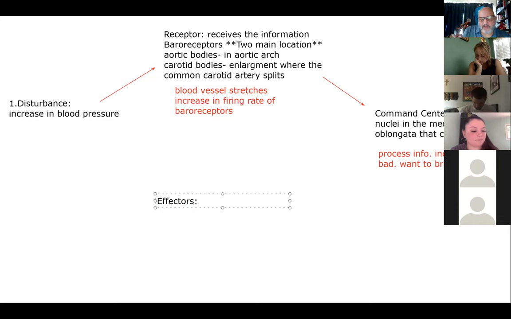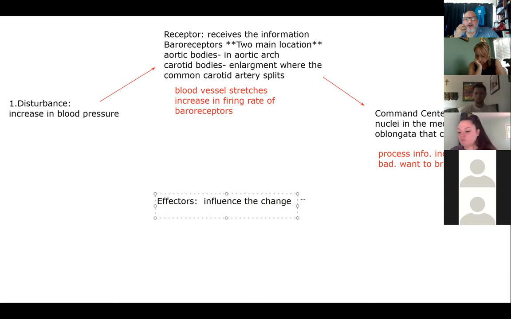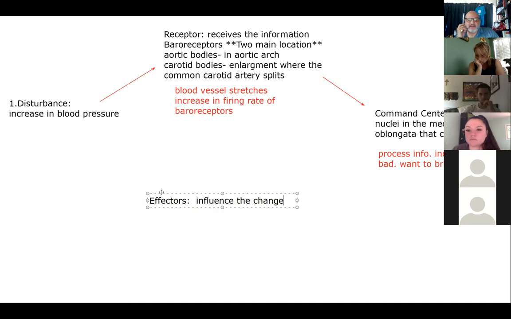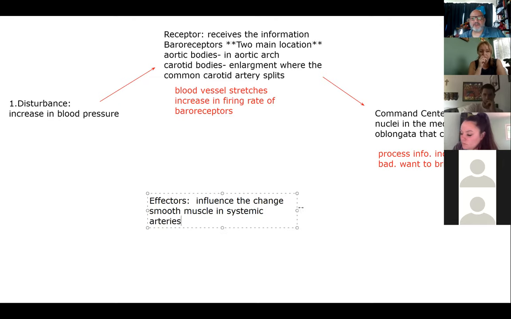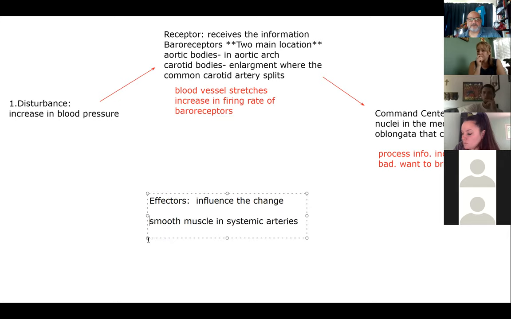And these effectors are what influence the change. All right, so what are our effectors going to be in this case? All right, smooth muscle where? In the tunica media. In systemic blood vessels, arteries. Excellent. So smooth muscle in systemic arteries in the tunica media. Excellent. Anything else? The SA and AV nodes to tell them they're contracting. Or we can even abbreviate that, heart.